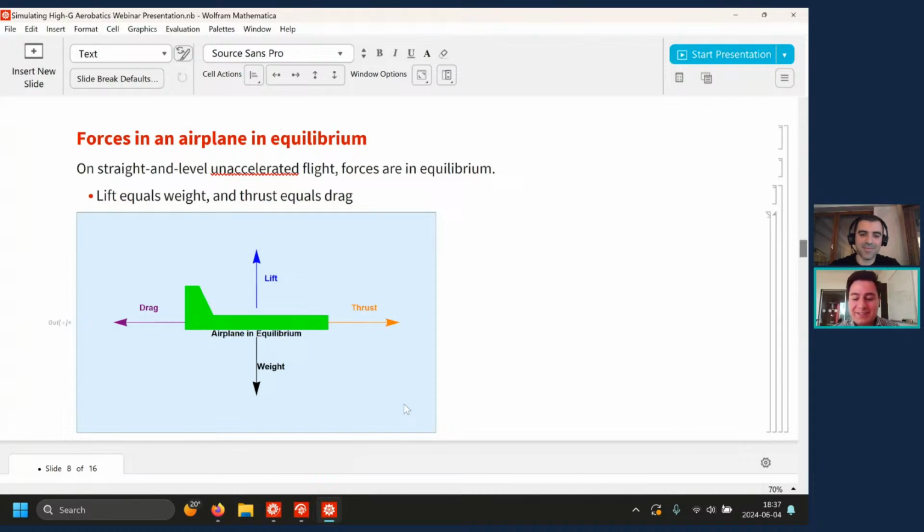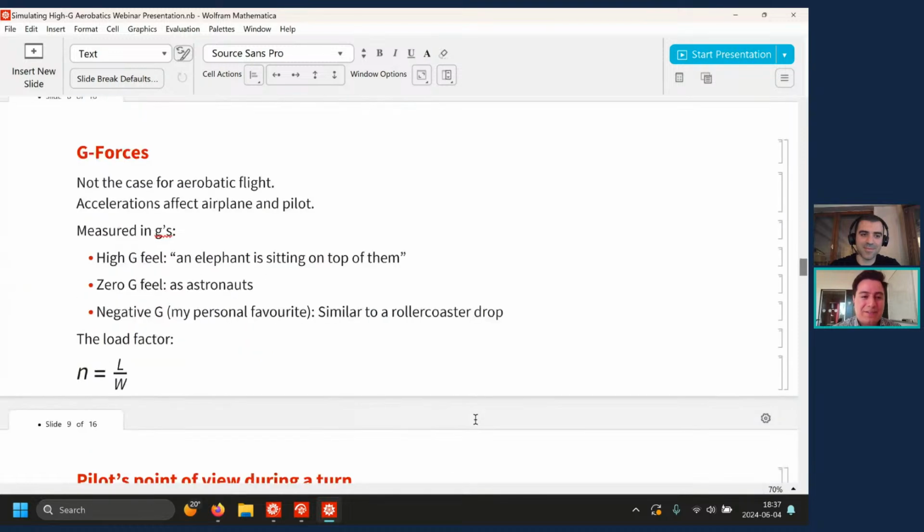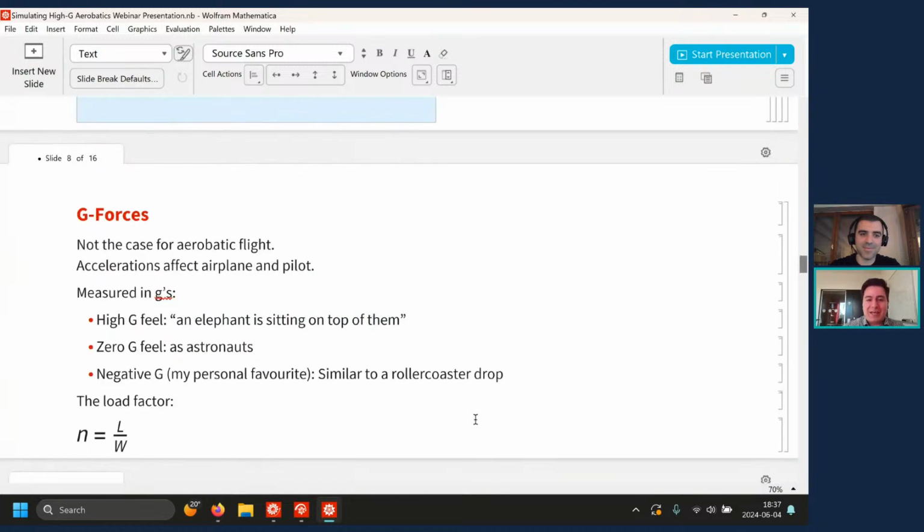When we're flying aerobatics, we actually have something called G forces. Maybe you've heard this even in popular culture. These are accelerations that affect both the airplane and the pilot when you are flying maneuvers, and they are measured in G's, which is the acceleration of the Earth's gravity. When you have a high G feel, you feel as if an elephant is sitting on top of you, as if you're being pushed down into your seat.